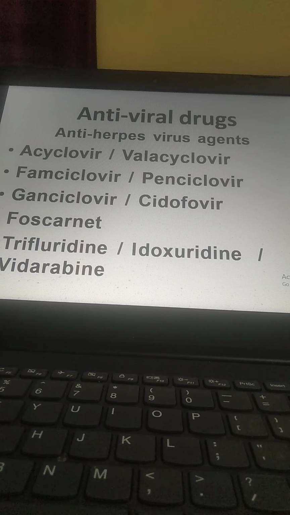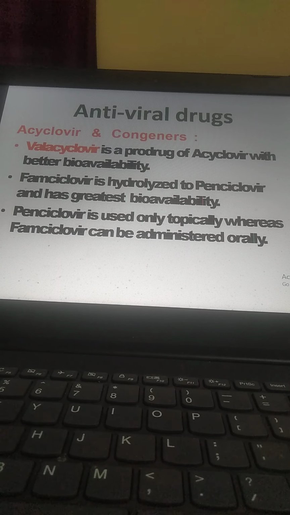Then antiviral drugs, anti-herpes virus agents: we have acyclovir, valacyclovir, famciclovir, penciclovir, ganciclovir, cidofovir, foscarnet, trifluridine, vidarabine, and idoxuridine. So this is the scenario of the different anti-herpes agents. Now, acyclovir and its congeners. Valacyclovir is a prodrug of acyclovir. Why a prodrug? Because the bioavailability of acyclovir is less, so we get better bioavailability once we give valacyclovir.